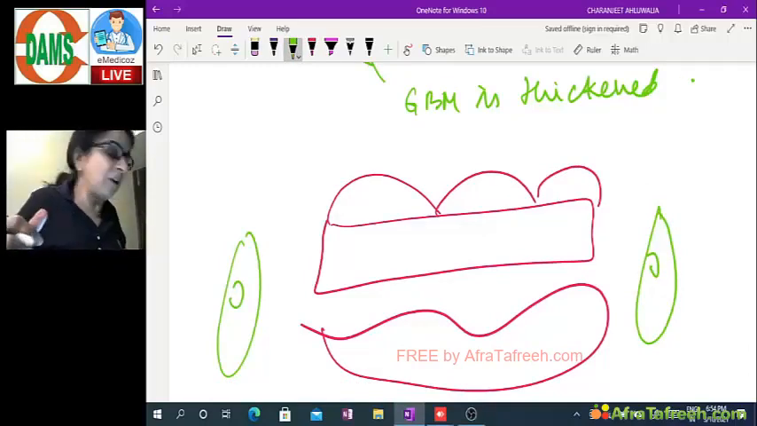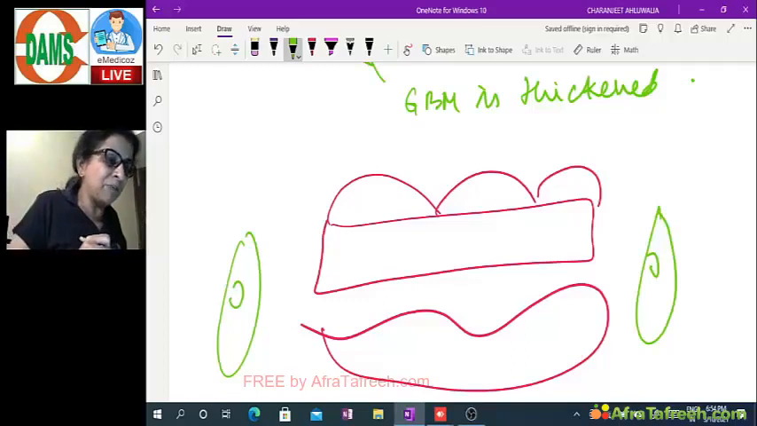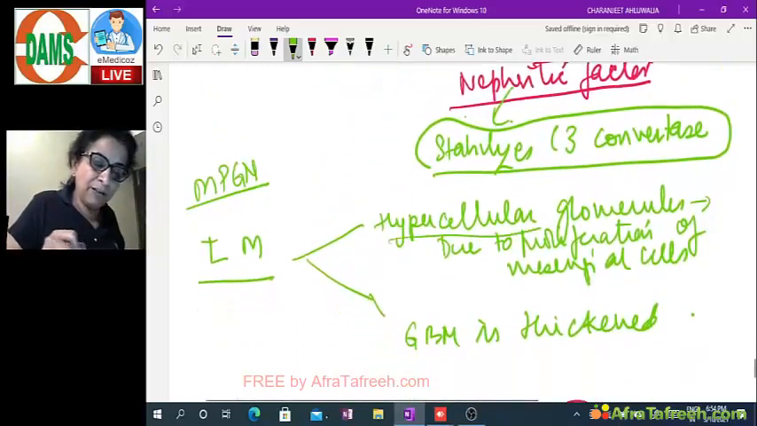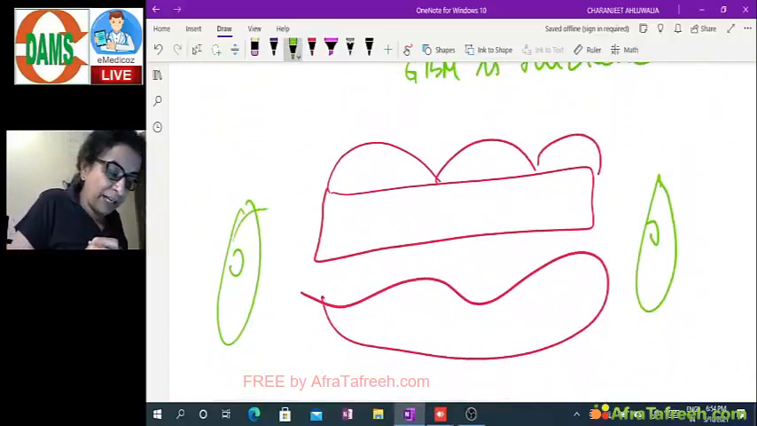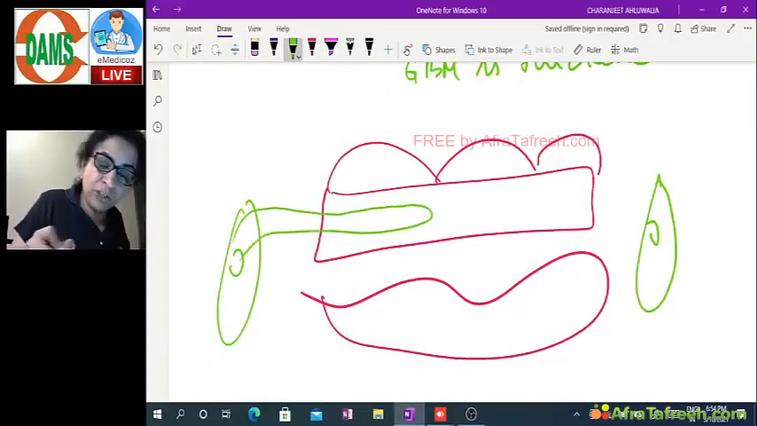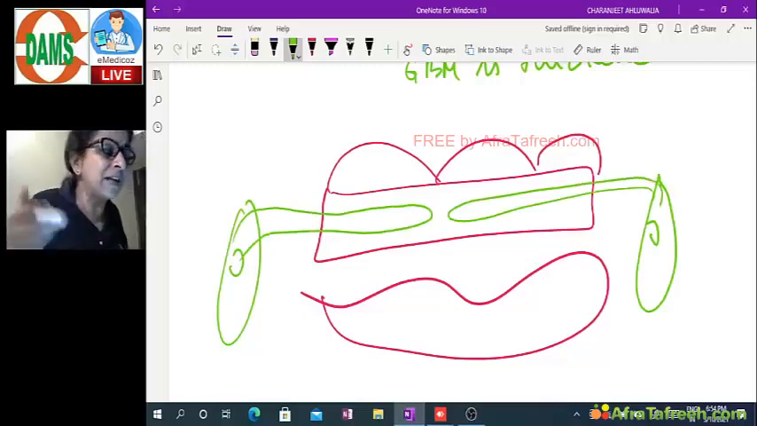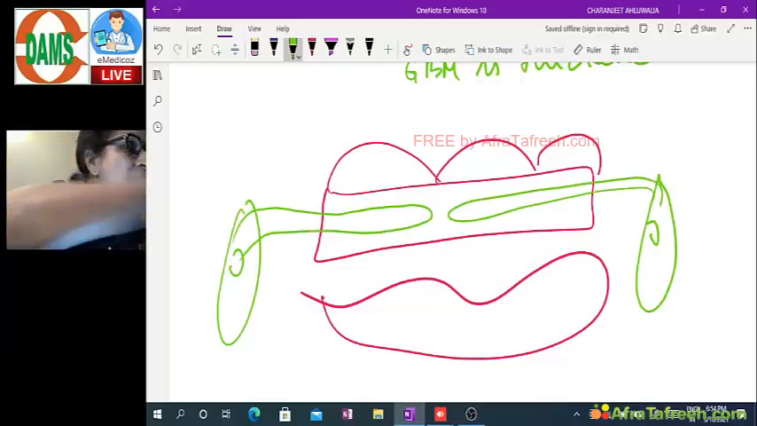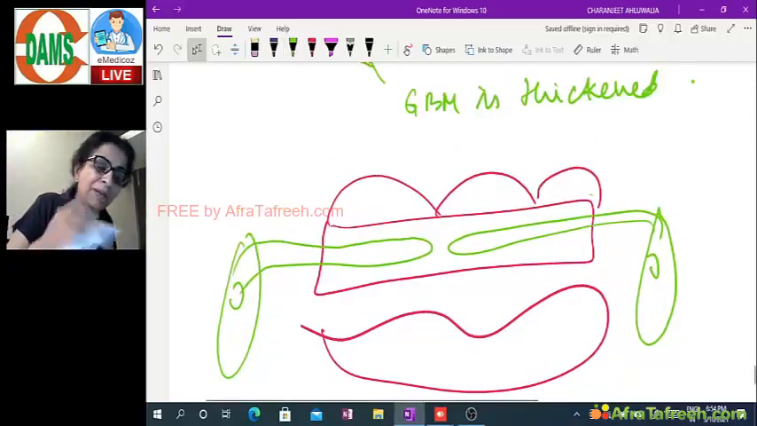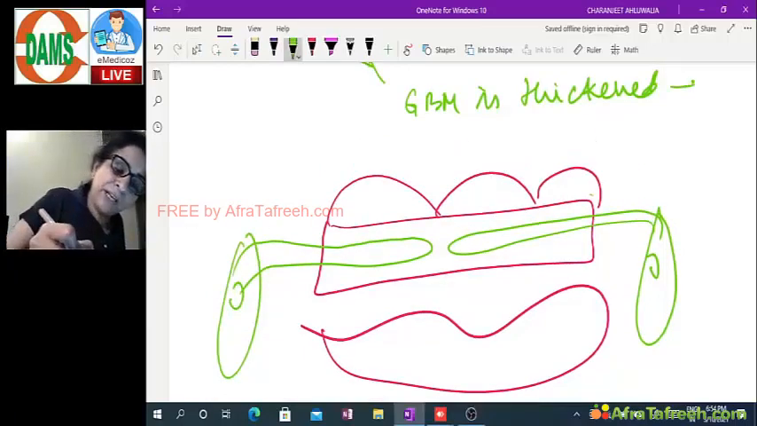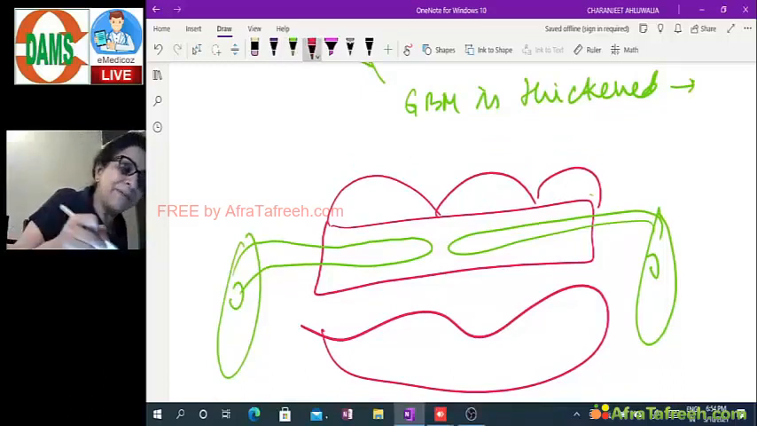In membranoproliferative glomerulonephritis, the mesangial cells proliferate. When they proliferate, the glomerulus appears hypercellular. Second, what do these mesangial cells do? They proliferate and now they poke their nose into the GBM. That is, they interpose inside. They send their processes into the GBM. And now this GBM appears very thick. So why is the GBM getting thickened?